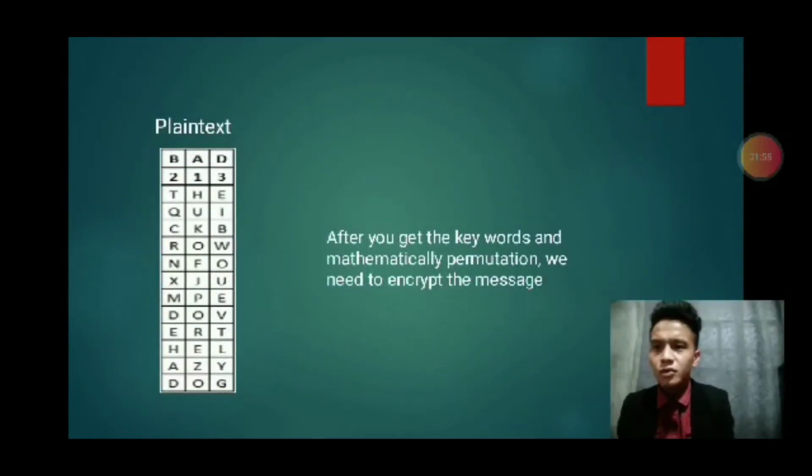In this column, the first row is BAD, the keyword. The second row is the mathematical permutation. The third and last row is the message. After you get the keyword and the mathematical permutation, we need to encrypt the message. We use the alphabetical order to get the ciphertext of the message.